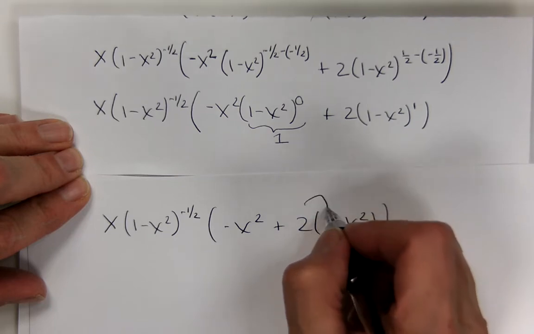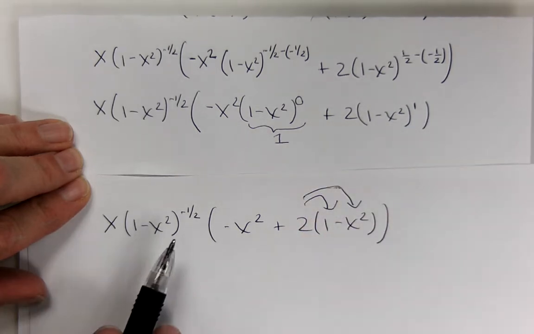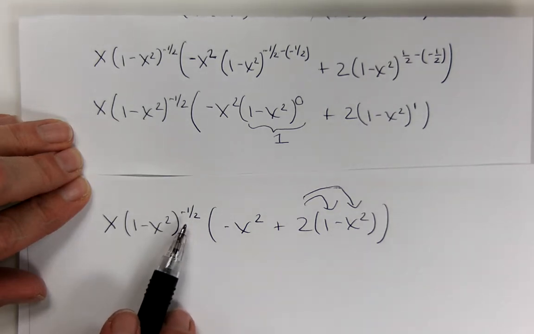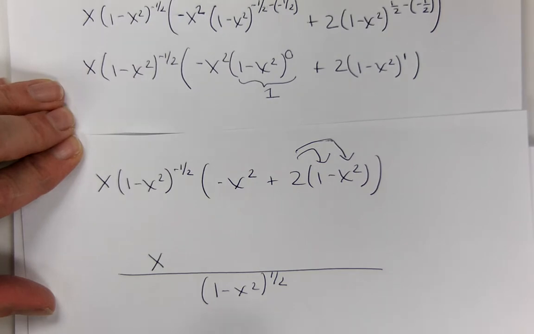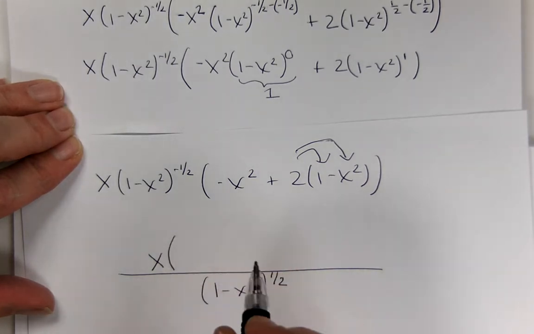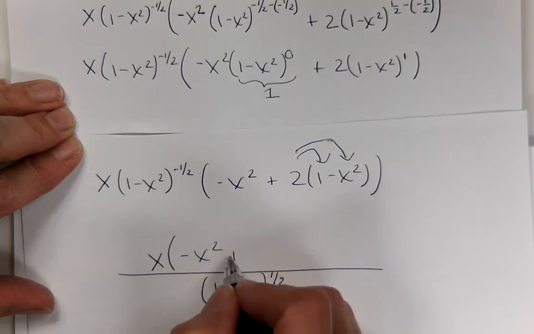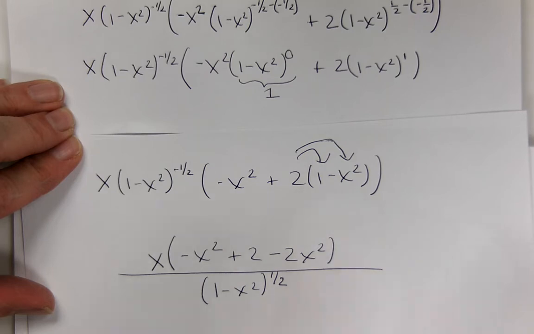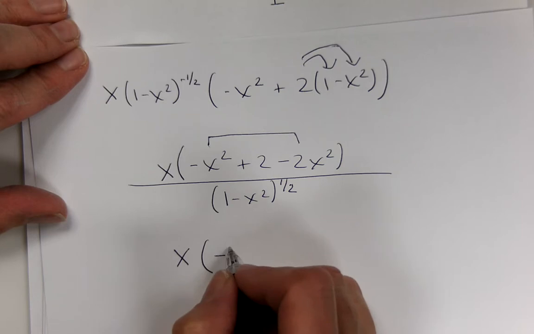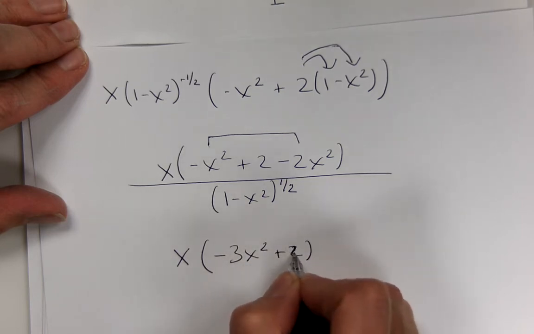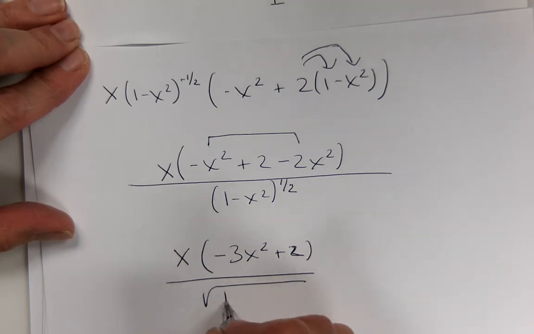And we can distribute the 2. And we can get rid of the negative exponent, so that will move to the denominator. So this is going to give me a fraction. In the numerator, I have x on the outside. I have 1 minus x squared to the 1/2 on the bottom, which we could write as a square root, certainly. And then in the parentheses, we have negative x squared plus 2 minus 2x squared. So that's going to give me, moving up, x times, combining like terms, negative 3x squared plus 2, over the square root of 1 minus x squared.